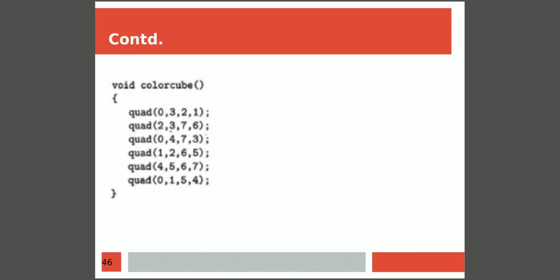This indicates the vertices for the first phase, where the first phase consists of the 0th vertex, 3rd vertex, 2nd vertex and 1st vertex in the vertices array. In the same way, it will be called 6 times with the corresponding vertices. Now we'll consider the first function call, that is quadrilateral with 0, 3, 2, 1.